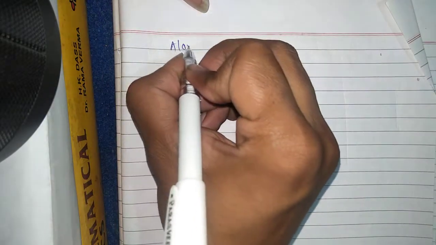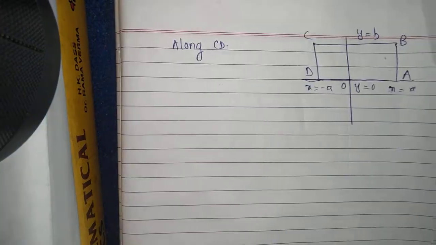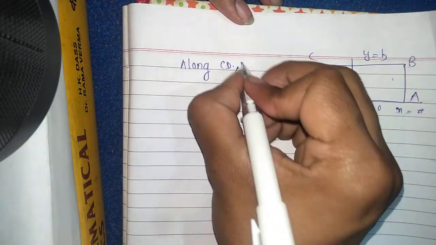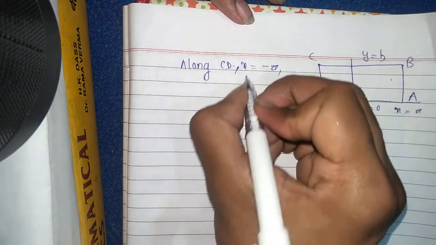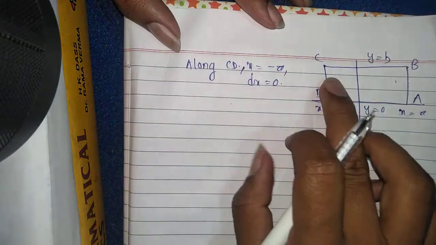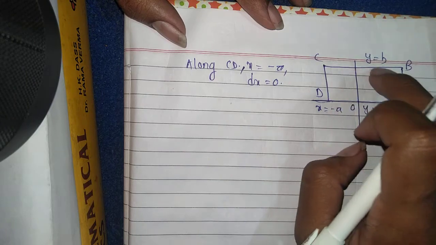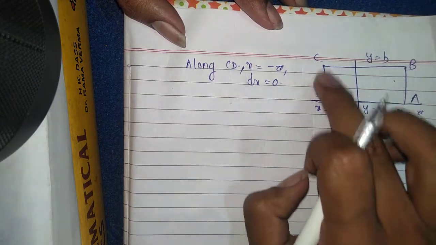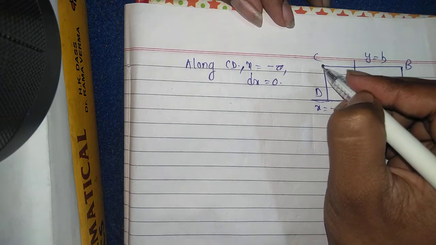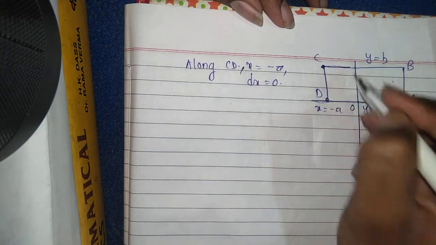Now similarly let us move toward CD. Along CD, the equation of the line is given by x equals minus a, and dx is equal to 0. For CD, y varies from y equals b to y equals 0.